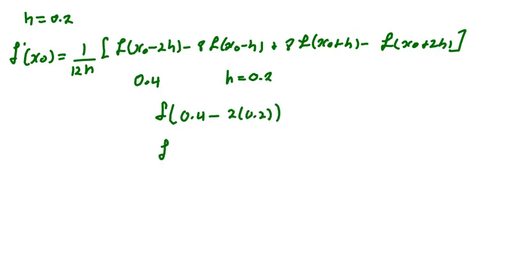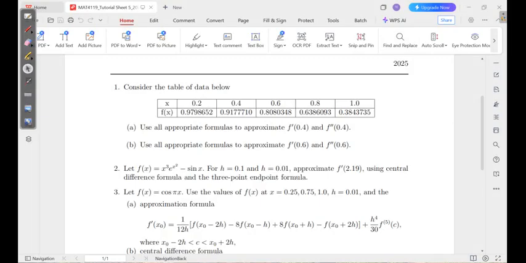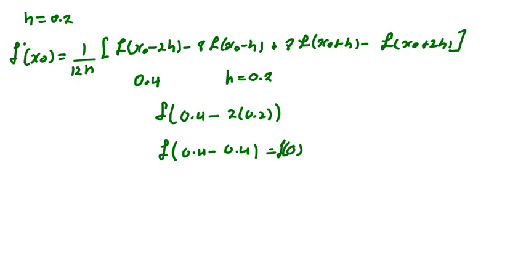This is f of 0.4 minus 0.4. What does this give us? This gives us f of 0. If we come to the data set, we don't have f of 0. The lowest we have is 0.2. We don't have 0. So it simply means we are unable to use the 5-point midpoint formula.